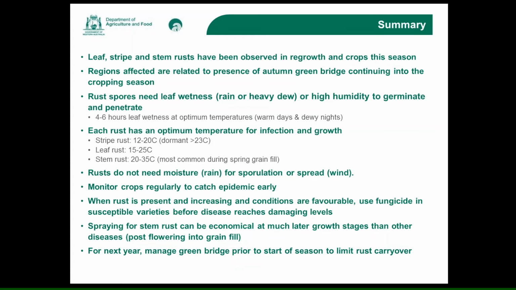And so what we're talking about there is spraying out green bridge not only in our cropping paddocks but in our pasture paddocks, so that we're not carrying over the disease, and getting that out 3 to 4 weeks before the start of the season so that we've got a break in the epidemic.